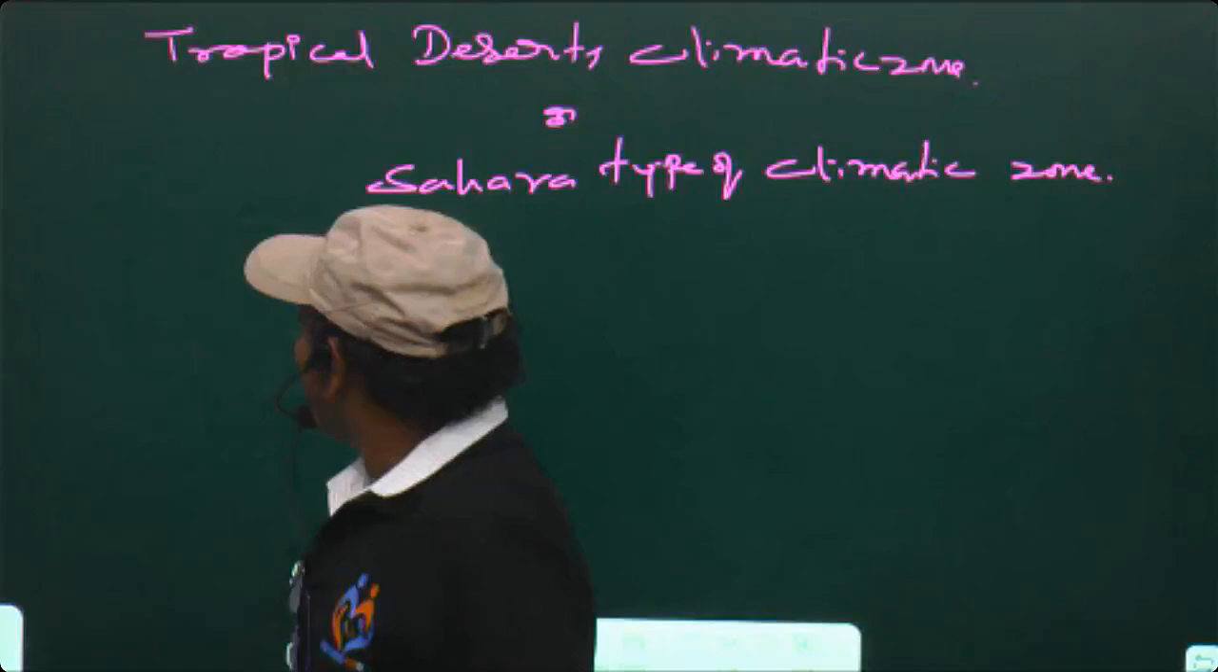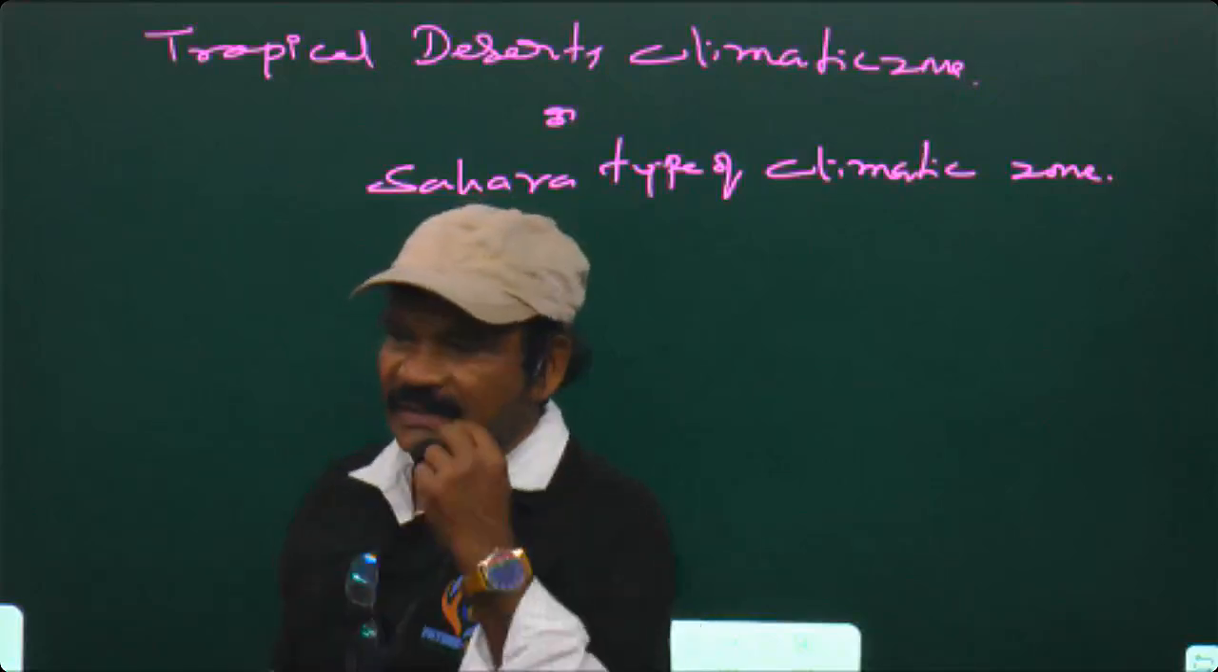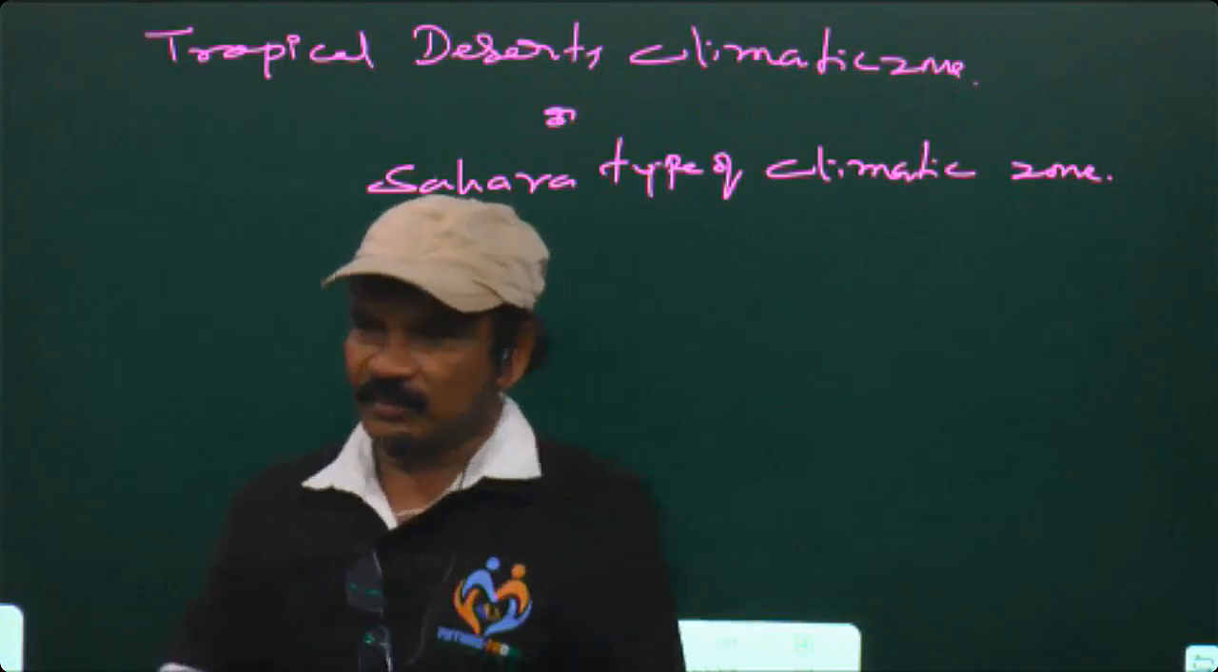Tropical deserts climatic zone, or Sahara type of climatic zone. Clear?